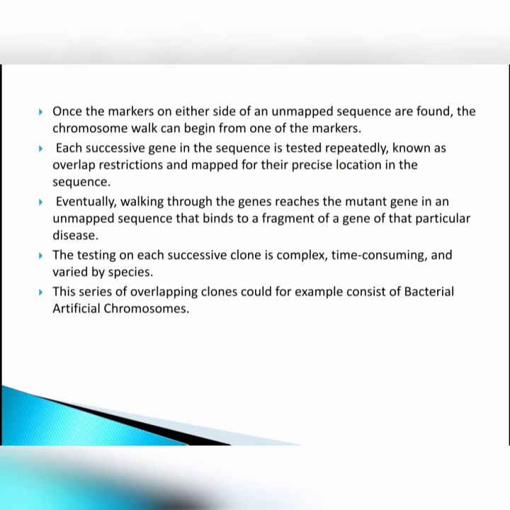Once the markers on either side of an unmapped sequence are found, the chromosome walk can begin from one of the markers. Each successive gene in the sequence is tested repeatedly, known as overlap restrictions, and mapped for its precise location in the sequence.